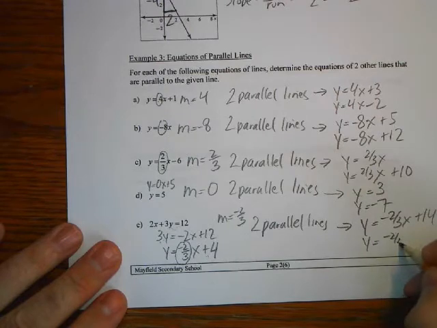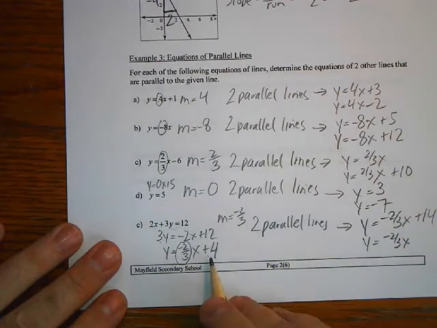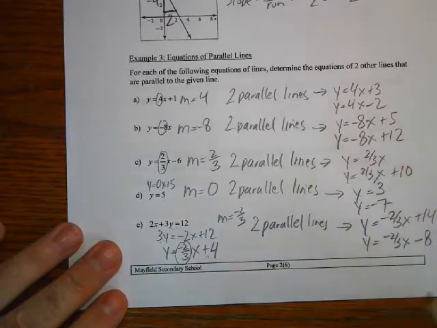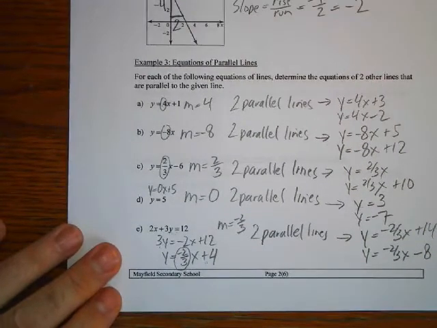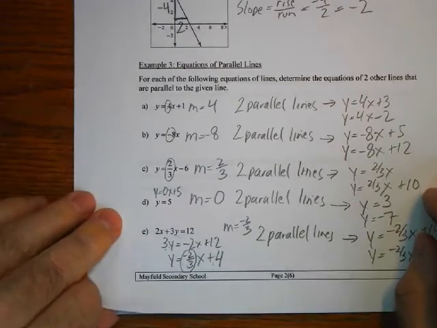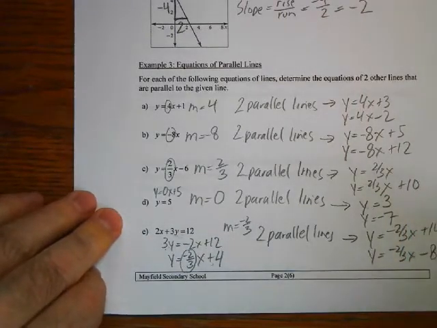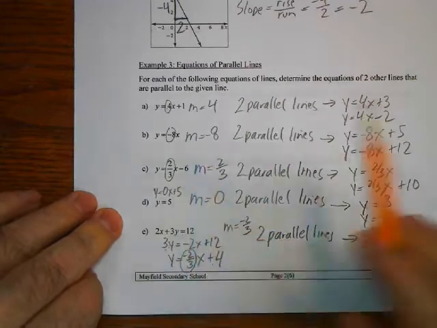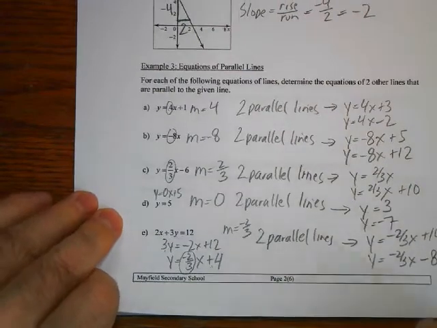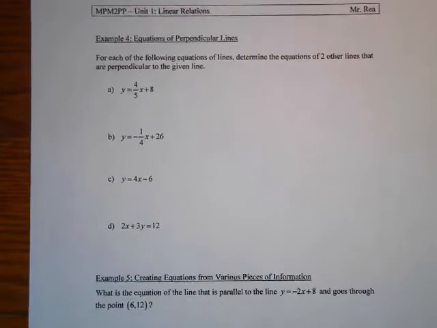And another equation, just change the y-intercept again. How about a -8? So hopefully you see it's pretty easy to create equations of parallel lines to a given line. Just find the slope of the given line and use that slope for the two other equations that represent parallel lines. Okay, so change it a little bit.